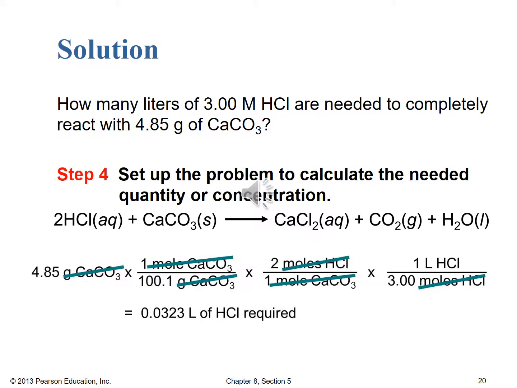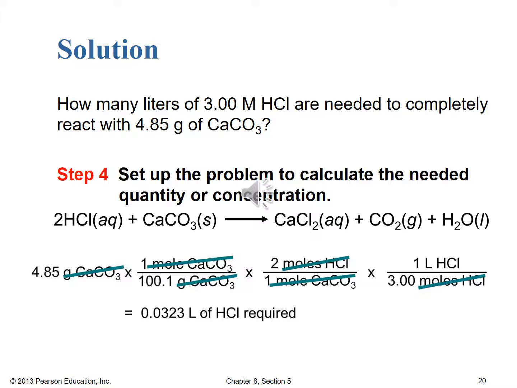All right, here we are in step 4. Now we're ready to set this thing up. We start with that 4.85 grams of calcium carbonate. We multiply through by the conversion factor 1 mole CaCO3 over 100.1 grams CaCO3 to cancel grams of calcium carbonate and be left in moles. Now we can multiply through by 2 moles HCl per 1 mole of CaCO3 to cancel the unit of moles of CaCO3 and be left in moles of HCl. We now multiply through by the 1 liter HCl per 3.00 moles HCl, and we are now finally in the unit of liters of HCl solution, which is exactly what we want.